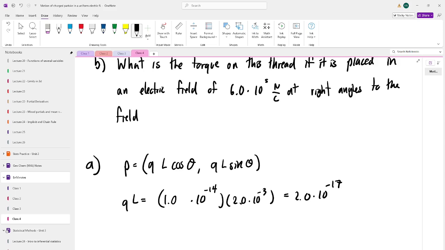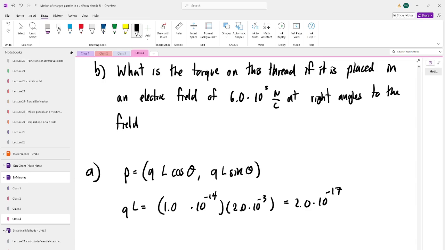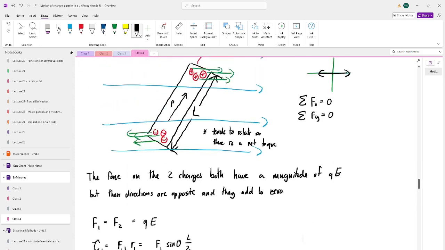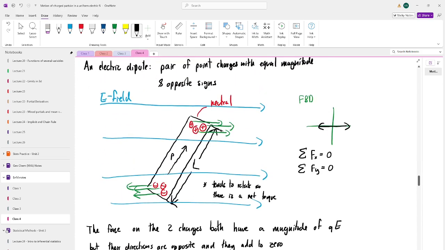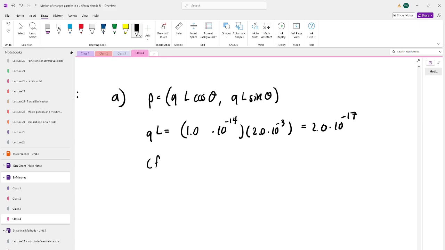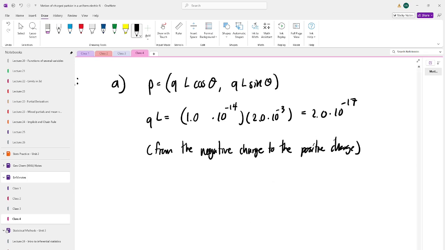And of course, if you're trying to give a direction, as when we defined it over here, let's see where I did it initially. The dipole goes from the negative to the positive. So if you want to write a direction here, you could write from the negative charge to the positive charge. Okay. There we go.